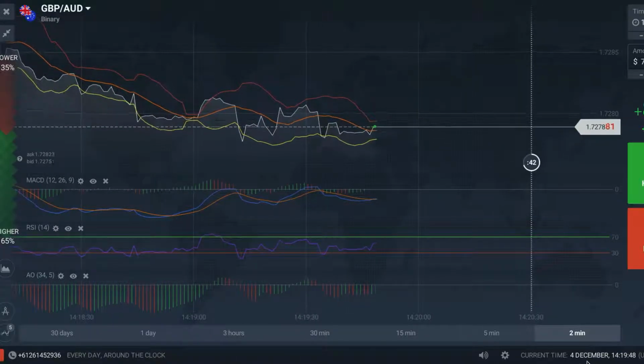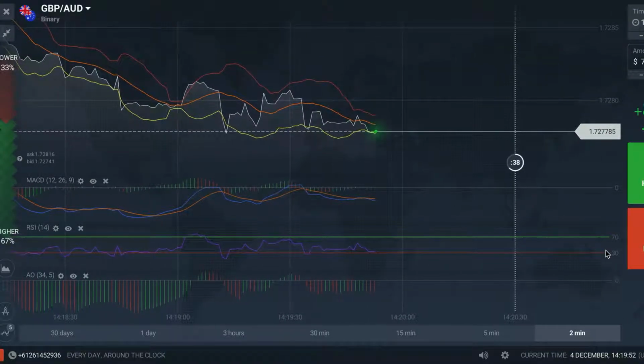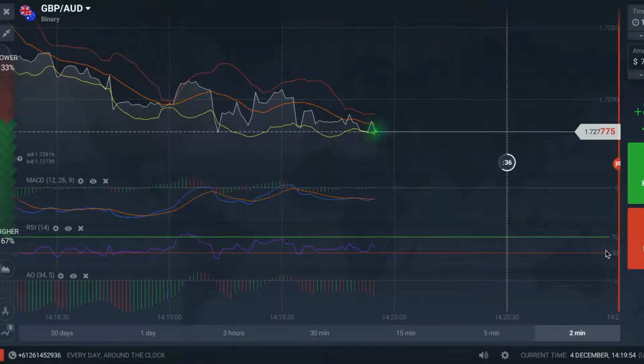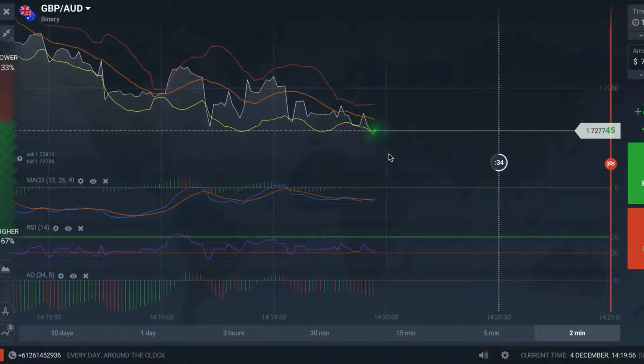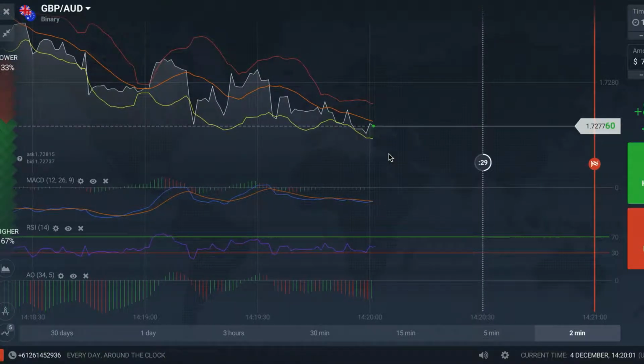Today is the 4th of December, almost 20:00 local time in Singapore, which is what this is based on. I'm currently in Sydney, Australia, and I'm looking at a couple of trading opportunities here on my laptop.